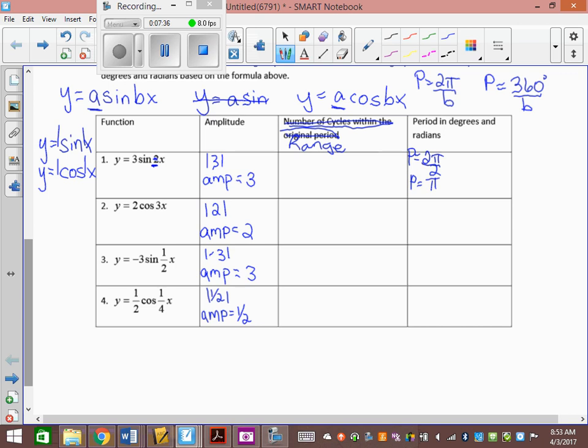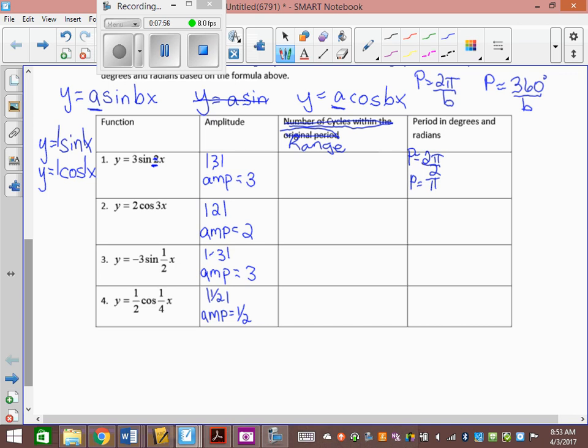Now, does that make sense? I went from 2 pi to pi. It narrowed. I went from 2 pi to now it's repeating every pi. So it would actually repeat twice in the normal cycle, correct? But why is that? B value is 2. Why did it get narrower? That doesn't make any sense.